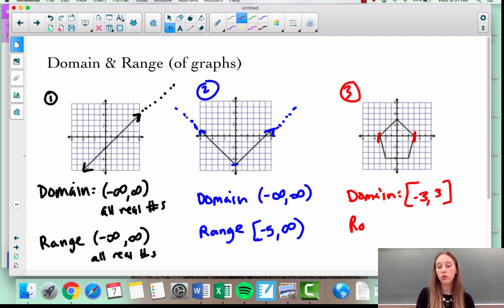And then we'll do the range. So remember, that's the lowest and highest y value. And so the lowest my graph goes is at -4. And the highest my graph goes is all the way up to +3. So I'll write +3, and then I'm done. So notice that here we don't have any infinities because this graph didn't go on forever in any direction. It had highs and lows, and then it had numbers to the left and right that it stopped at. Okay, so this is more restricted than the first two examples that we had.